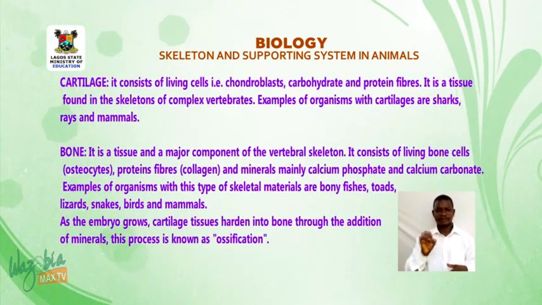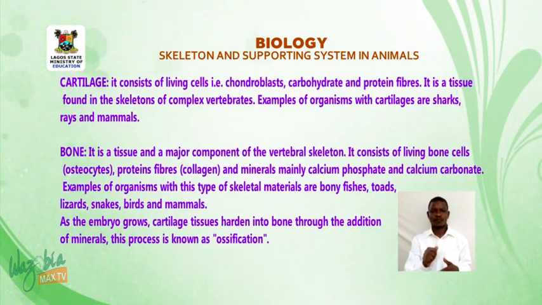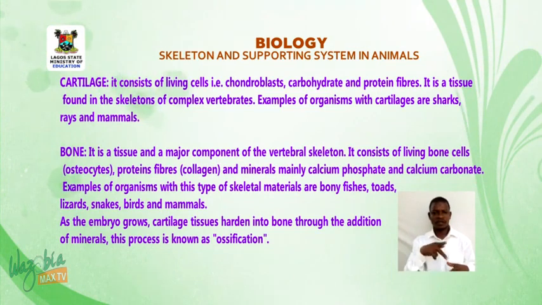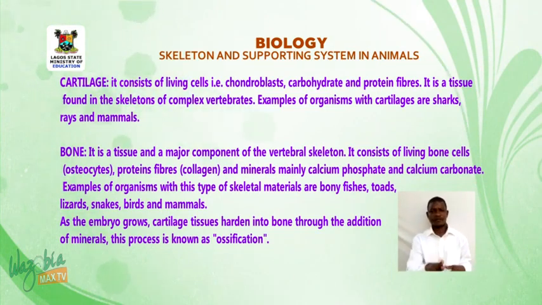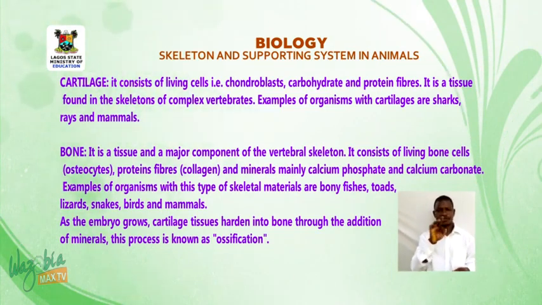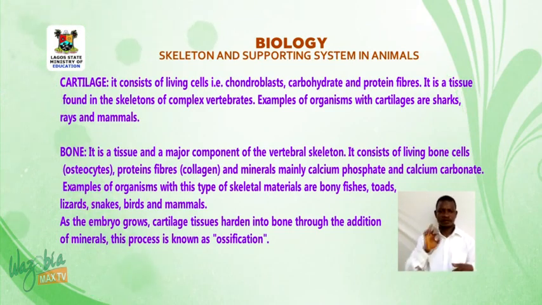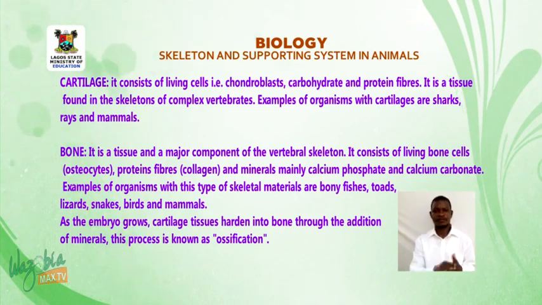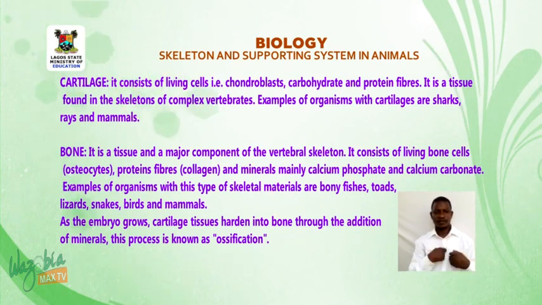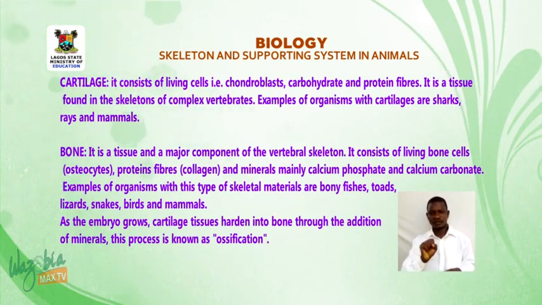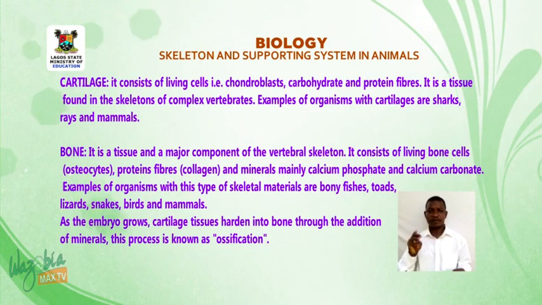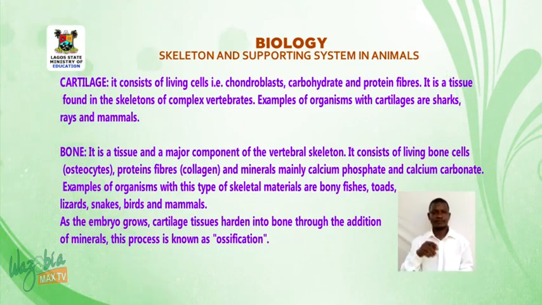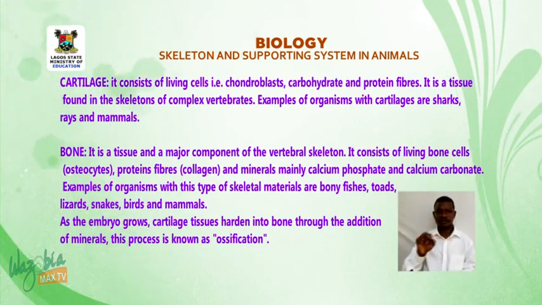Cartilage. It consists of living cells, that is chondroblasts, carbohydrates, and protein fibers. It is a tissue found in the skeletons of complex vertebrates. Examples of organisms with cartilage are sharks, rays, and mammals.